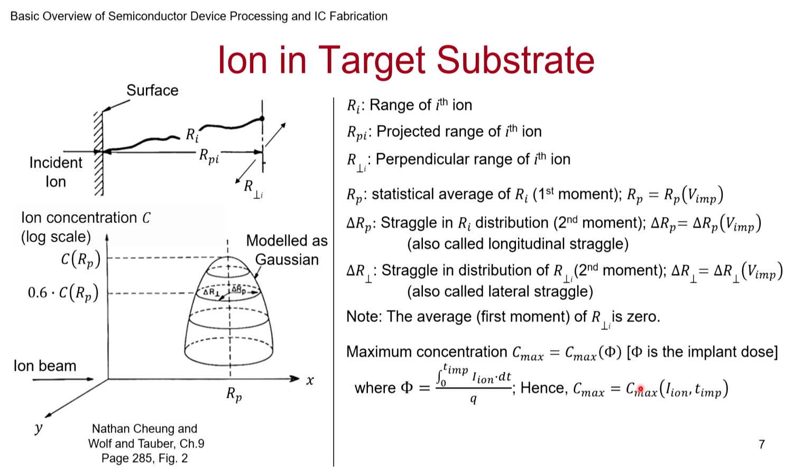And the Cmax therefore is of course a function of ion current and the time. The higher the current of implantation and the longer you are implanting, your peak concentration will be higher. This is all common sense, I would think.